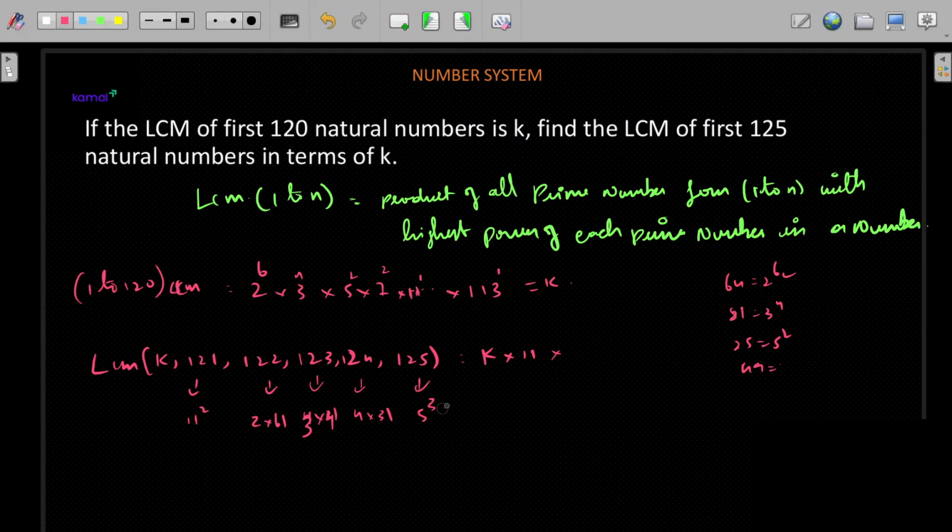125 is 5 cube. The highest power of 5 in any single number from 1 to 120 is only 5 square. But here it is 125, which means I have 5 cube now, so I have to multiply by one more 5, because k already has 5 square. 5 square into 5 becomes 5 cube, so that the number will be a multiple of 125. Combining with the 11, my answer for this question is 55k.